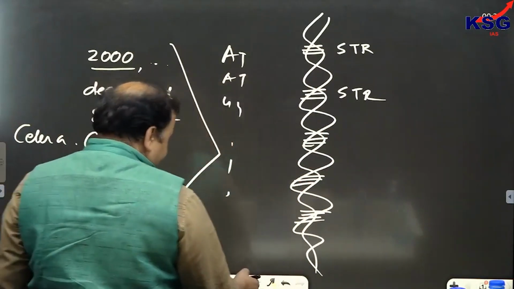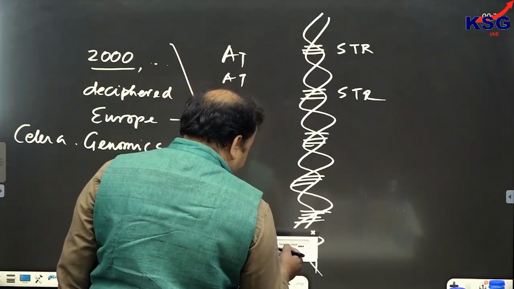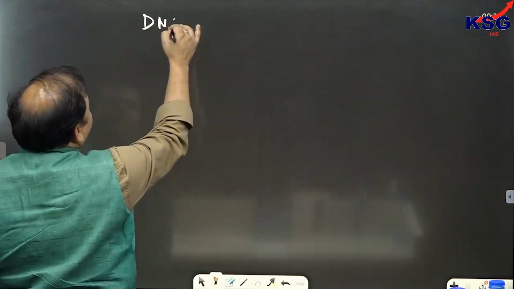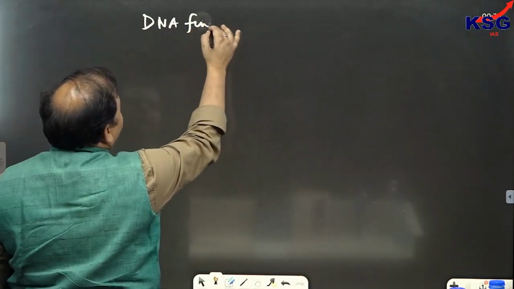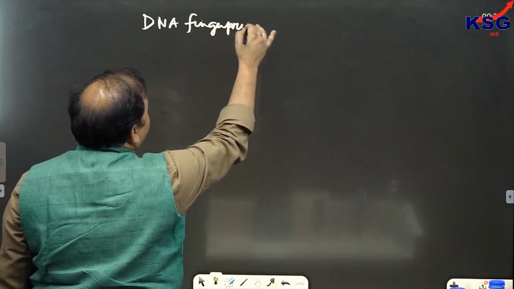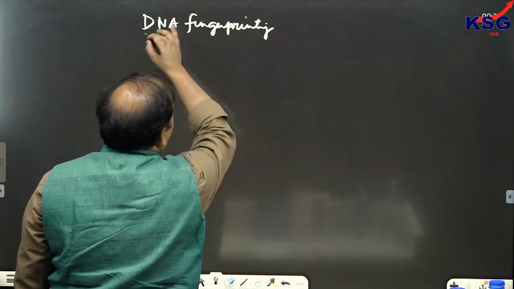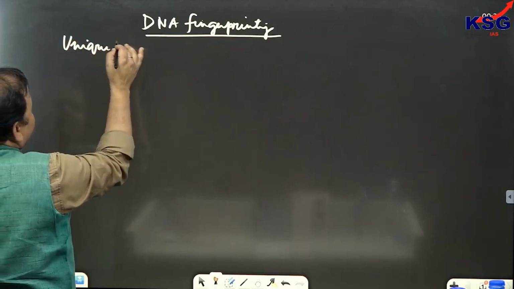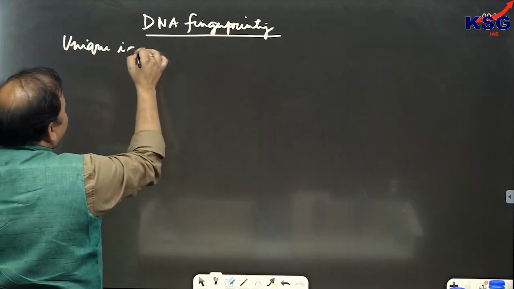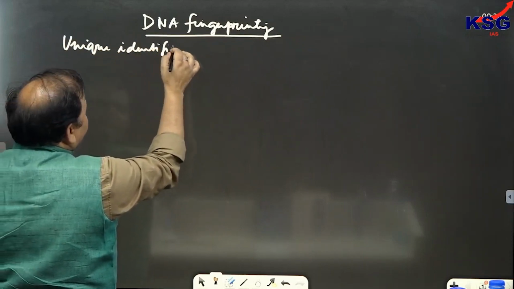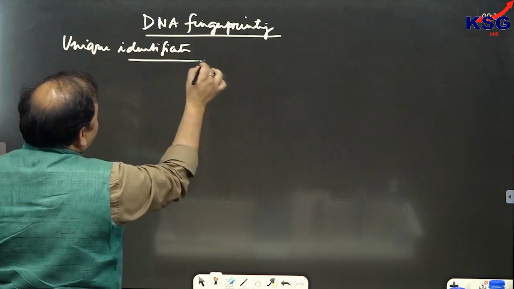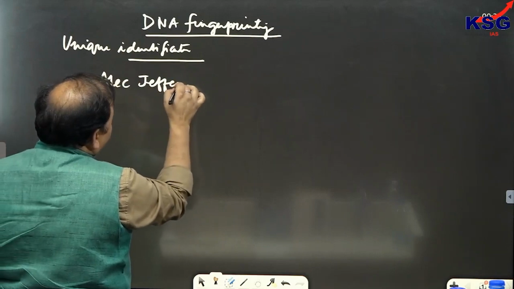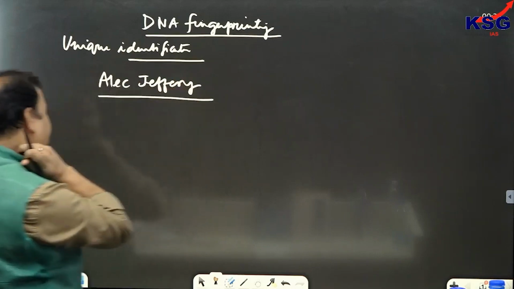was developed by Mr. Alec Jaffrey. So DNA fingerprinting, we can see, is a unique identification of an individual. And this DNA fingerprinting was developed by Alec Jaffrey. Clear?